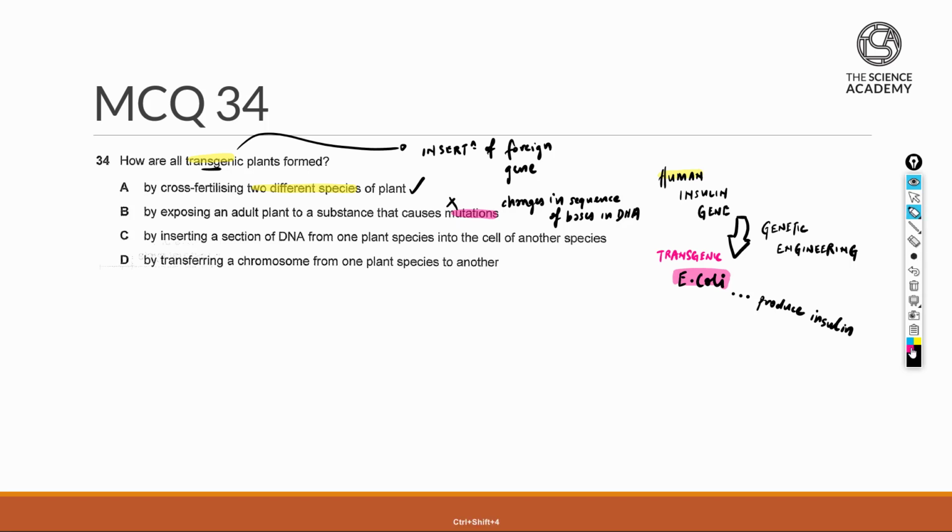For part C here, the insertion of a section of DNA from one plant species into the cells of another species. Now this seems to be largely accurate, except that if let's say the original intention was to get a plant, it should be the DNA from another species into the cells of a plant. So the word plant as well as the word another should have swapped position to give rise towards a transgenic plant definition that we wanted.